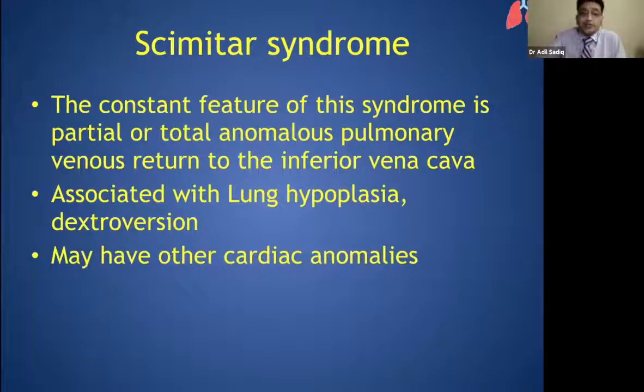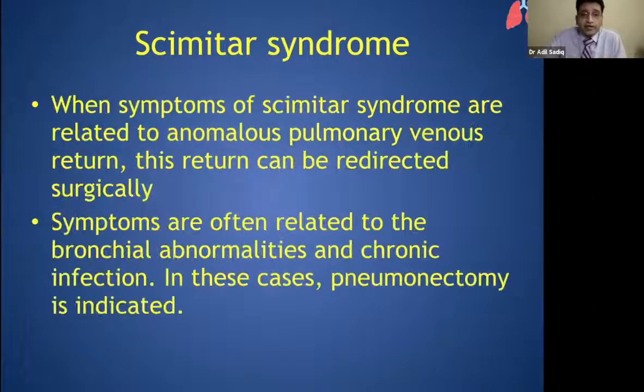and this particular syndrome is because there is partial total anomalous pulmonary venous return to the inferior vena cava, that's the systemic circulation rather than the pulmonary circulation. And it's also associated with lung hypoplasia, because of which there is pseudo dextrocardia or dextroversion as we call it, and the patients may have other cardiac anomalies as well.